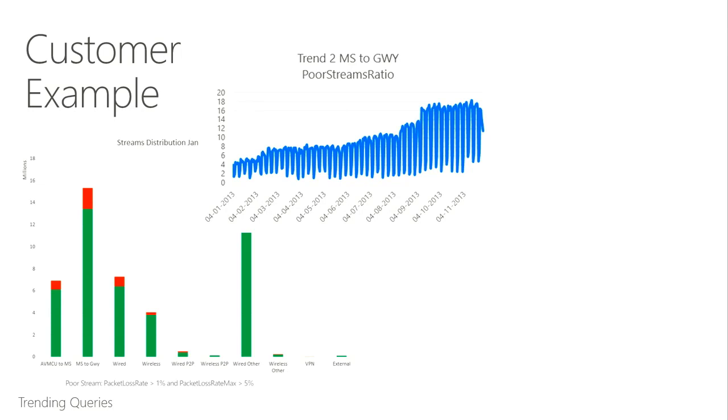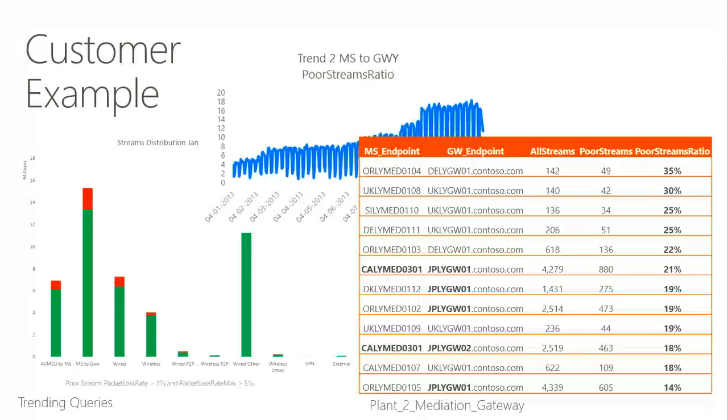Then we run the detailed query, and first of all, you see the trend, right? They're trending in the wrong direction. The number of poor streams for this area are getting worse, mediation to gateway. So then we run that detailed query, and it'll show me all the pairs. It'll deconstruct that total number into all the pairs.